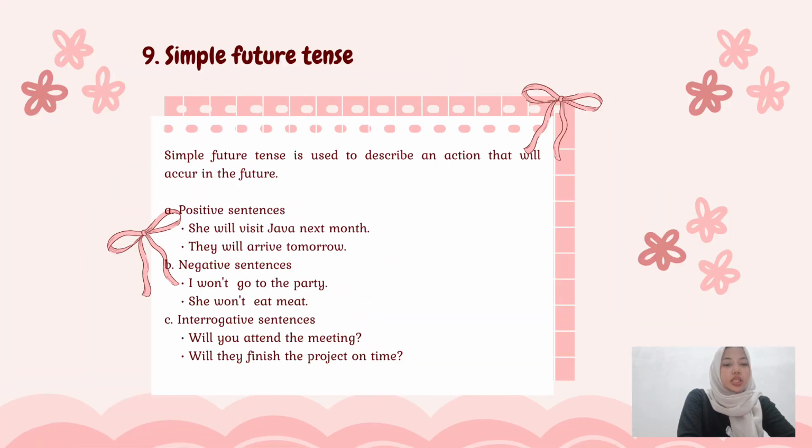Simple future tense. Simple future tense is used to describe an action that will occur in the future. For example, in positive sentence, she will visit Java next month and they will arrive tomorrow. In negative sentence, I won't go to the party and she won't eat meat. In interrogative sentence, will you attend the meeting? Or will they finish the project on time?